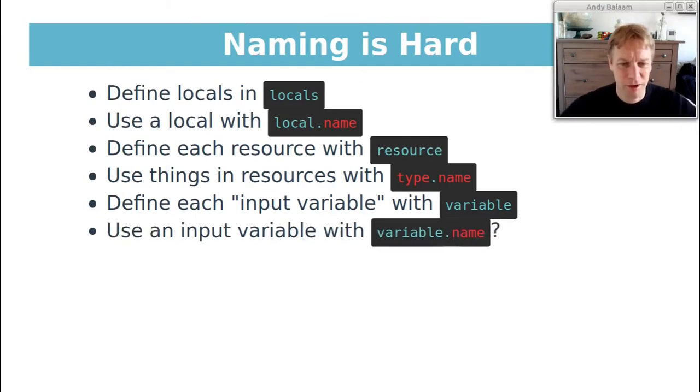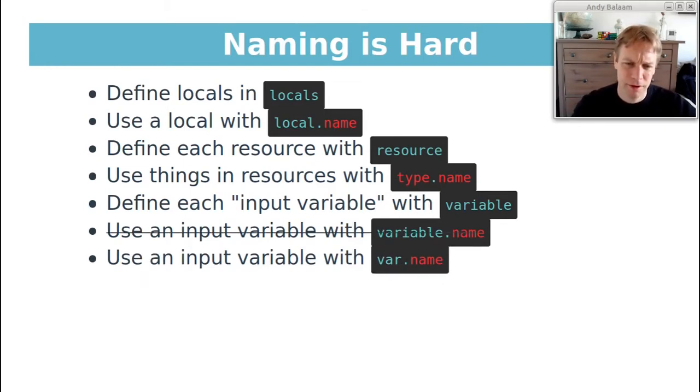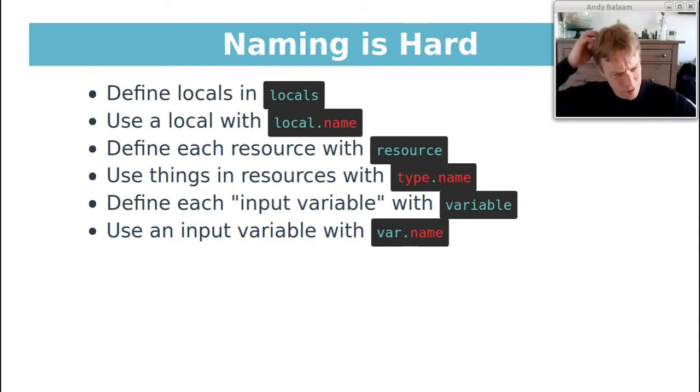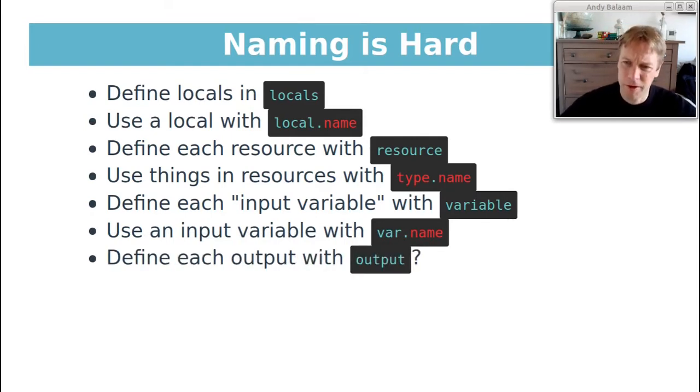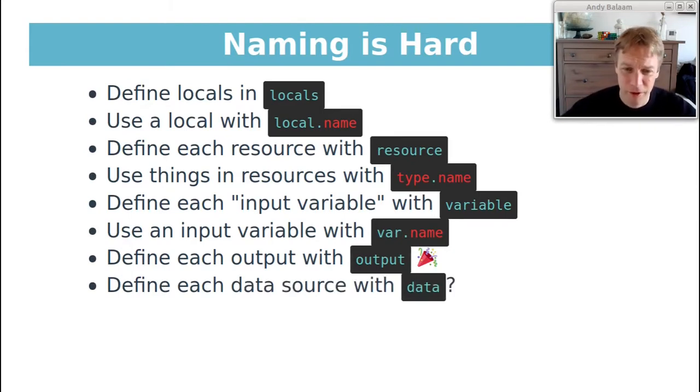Anyway, point is, just call them input variables, and hopefully you'll remember that the keyword you have to use is variable. Okay, so if we're going to use a variable, perhaps we use it with variable.name? What do you think? Nope, you use it with var.name. Presumably variable was short enough to use for the block, but then too long to use in expressions. So now we've got two words. How about outputs? Perhaps we define each output with a block called output. What do you think? Yes, we do. Okay, we're getting somewhere. How about we define each data source? Perhaps we define it with a block called data. What do you think? Yes, we're getting somewhere.